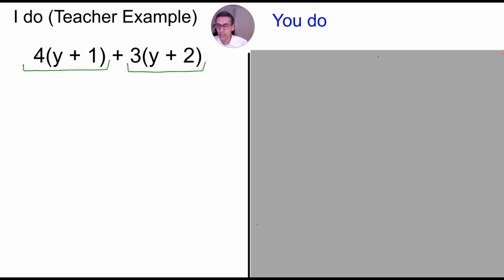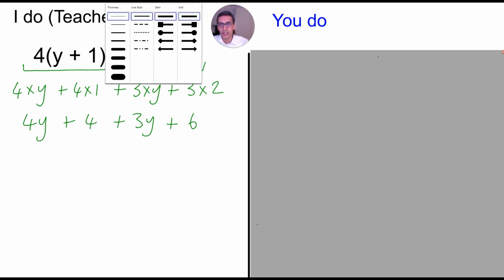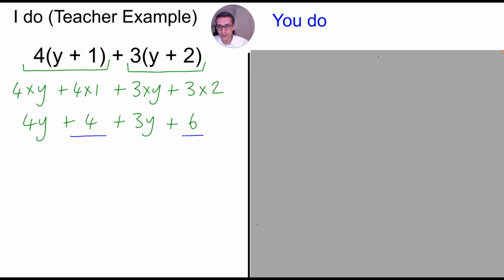So 4 times y is, well, expand the brackets first. 4 times y plus 4 times 1. And then we're adding, for the second bracket, 3 times y plus 3 times 2. So that becomes 4y plus 4 plus 3y plus 6. Now we can see in terms of things we can add together, the 4 and the 6 will give you 10, and then the 4y and the positive 3y will give you 7y.